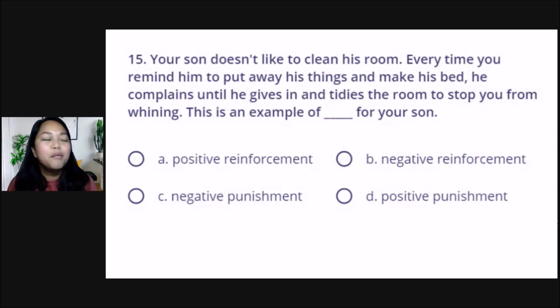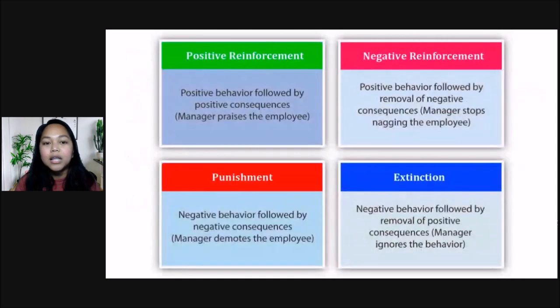Okay. Number 15. Your son doesn't like to clean his room. Every time you remind him to put away his things and make his bed, he complains until he gives in and tidies the room to stop you from whining. Okay, this is an example of blank for your son. Is it letter A, positive reinforcement, letter B, negative reinforcement, letter C, negative punishment, or letter D, positive punishment? The correct choice here is letter B. This is negative reinforcement. Let's take a look at our explanation.